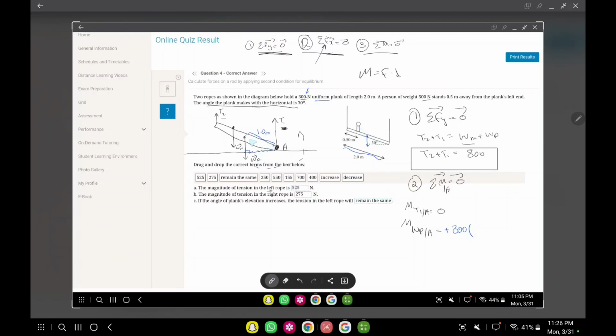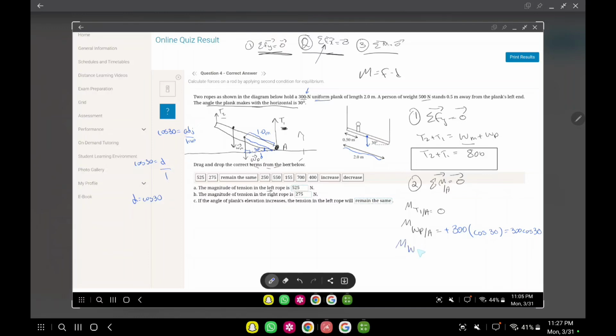How do we find this over here? They told us that the angle is 30. I have the angle, I want the adjacent side, I have the hypotenuse. We know that cosine 30 is going to be equal to adjacent over hypotenuse. The adjacent side here is the distance d that we want. So cosine 30 is equal to d over the hypotenuse, which is 1. So d is equal to cosine 30. So the moment is 300 cosine 30.